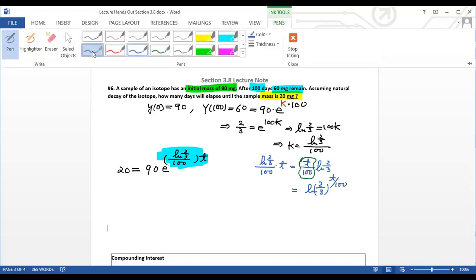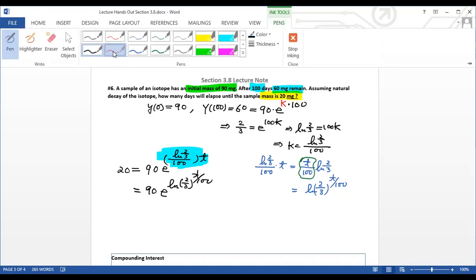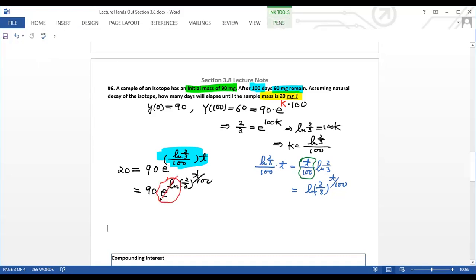Okay, so take a look here. I move this back, so this is 90 and this is e to the natural log of 2/3 to the T over 100, right? So just like we did with the half-life, these two are inverse functions, so they cancel, right? So then I will have 20 is equal to 90 times (2/3) to the T over 100. You divide both sides by 90, and 2/9 is equal to (2/3) to the T over 100, right?